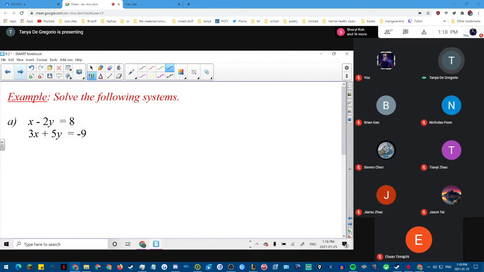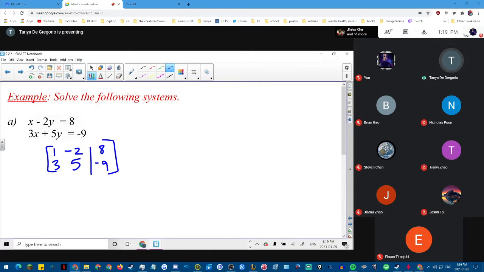So let's take a look at an example. First of all, how would I put this into a matrix? How many rows will I have? 2 rows. You're gonna have 2 rows. How many columns will I have? 3. Yep. So I'm gonna have 1, -2, 8, 3, 5, -9.